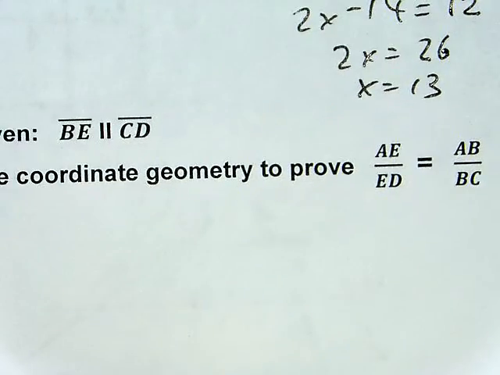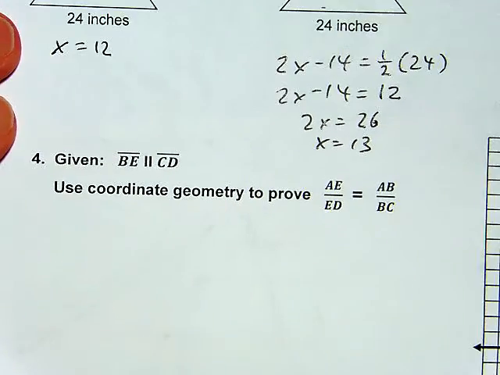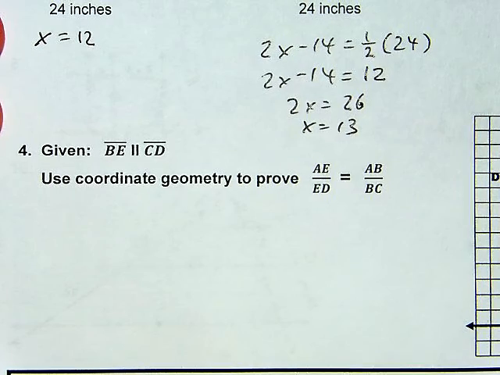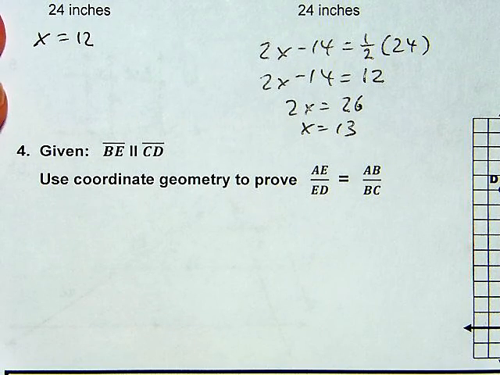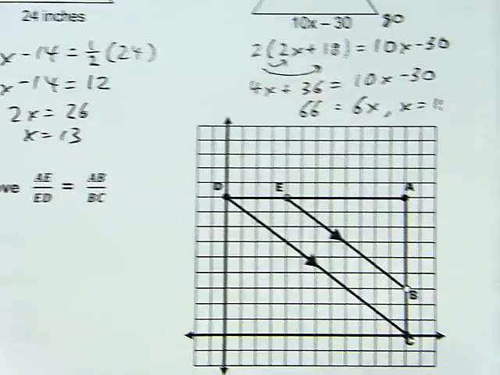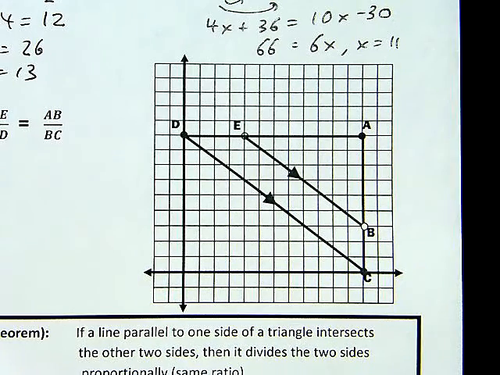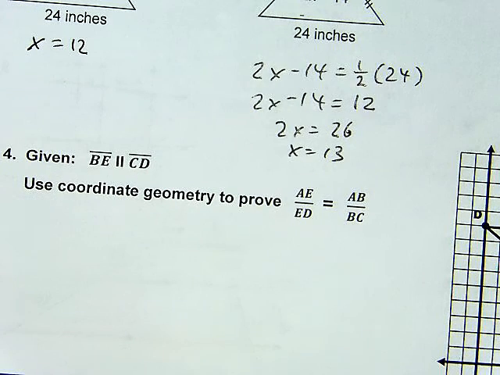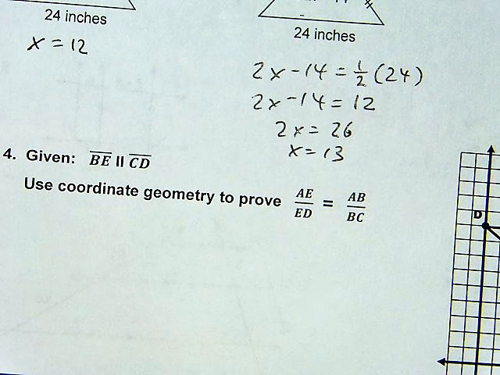Okay, let's move on to the next problem, and this is another coordinate geometry problem. Okay, so we're given that line segment BE is parallel to line segment CD, and we've got it drawn here in a coordinate axis. Now we're being asked to use coordinate geometry to prove something about the ratios of the sides that are created by the intersection of these parallel lines with other lines.